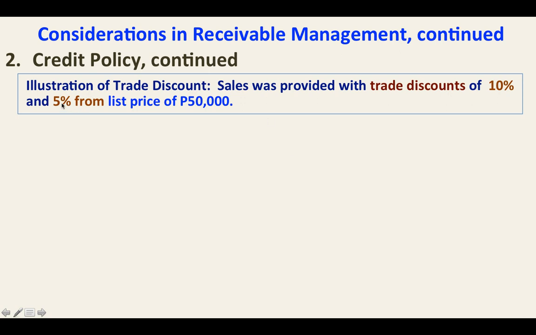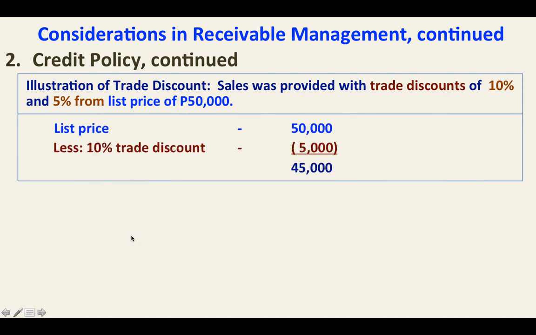So let's illustrate trade discounts. Sales was provided with trade discounts of 10% and 5% from list price of 50,000. So ang price ng product is 50,000, okay? Pero may trade discounts na 10 and 5, okay? So if you will be asked how much it will be the invoice price, so ang gagawin natin, kukumputin natin. So list price na 50,000 minus 10% trade discount. So 10% ng 50,000 is 5,000. So i-deduct natin. Ito yung first discount na 10%.